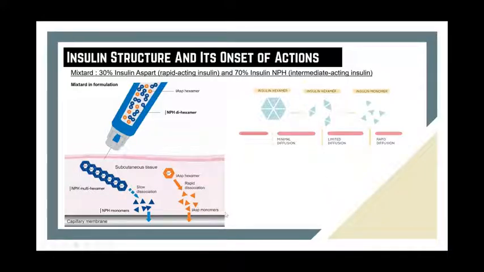The insulin aspart exists as a hexamer and is rapidly dissociated into monomers, leading to rapid absorption into the bloodstream. In contrast, NPH exists as a multi-hexamer that causes slow dissociation to monomers. That's why intermediate and long-acting insulin cover the basal insulin requirements in our body.